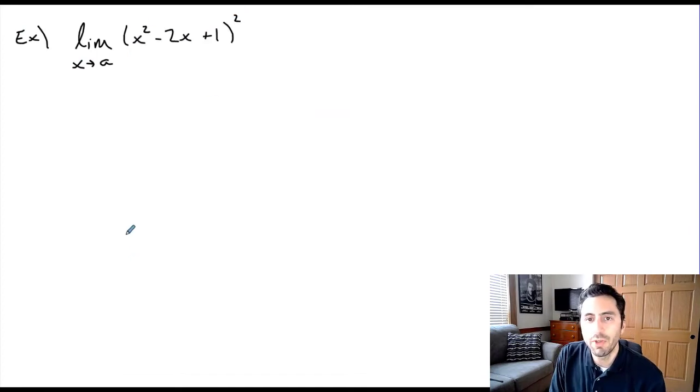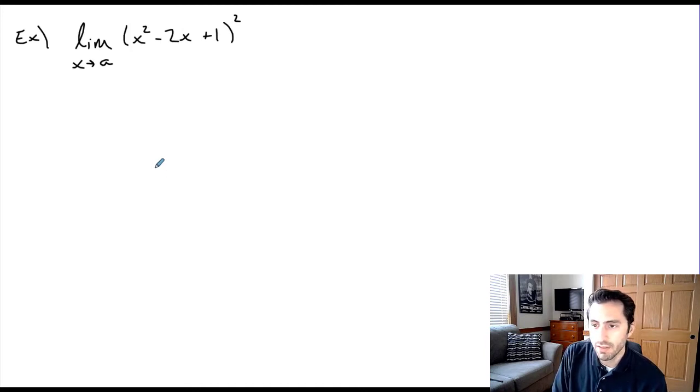Okay, so here's the limit I want to investigate. I want to find the limit as x approaches a of this function x squared minus 2x plus 1, and then that whole piece is squared. Now, one thing I want to get in the habit of is whenever I'm looking at these functions, I should try and see if I can simplify them at all. If I could rewrite it in a way that's going to be useful to me.